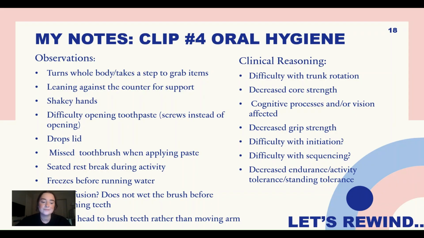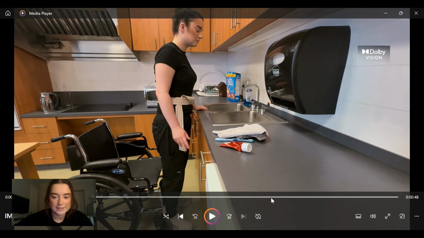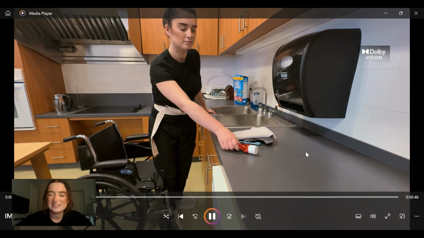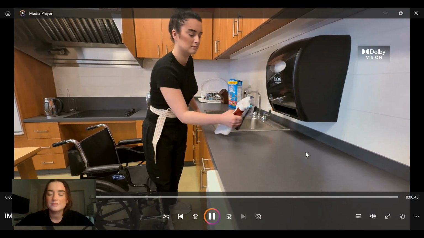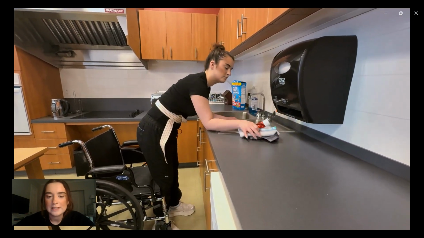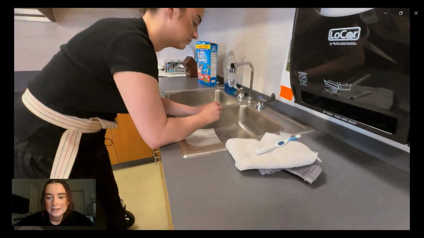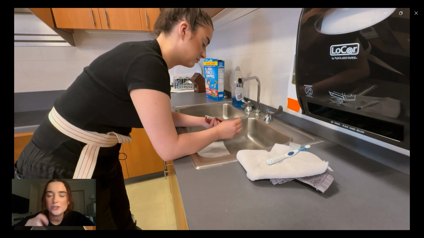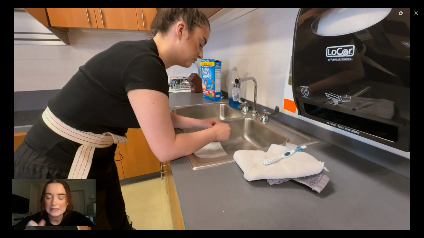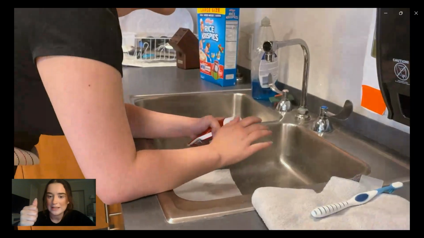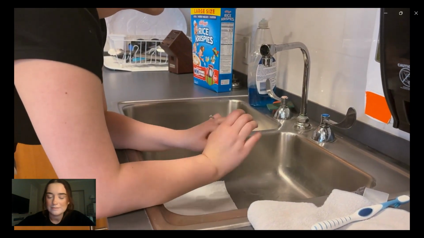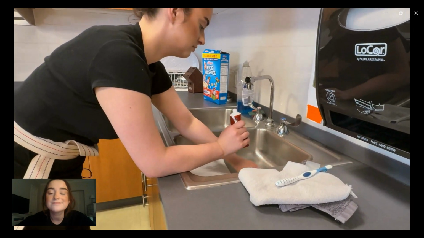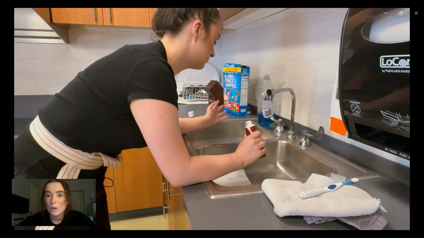So let's watch it together. All right, so let's go ahead and play the video. Okay, see how she takes a step to rotate her trunk? And that leaning, shaky hands. It takes several attempts to undo the toothpaste, and again, it's a lid that you can snap up, but instead she works on unscrewing it. I mean, if it works, it works, but maybe that's a vision thing or a cognitive thing.